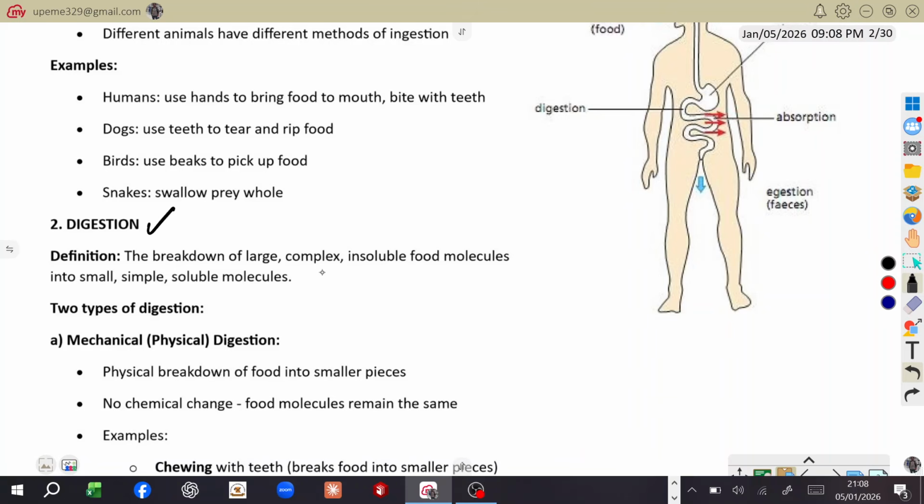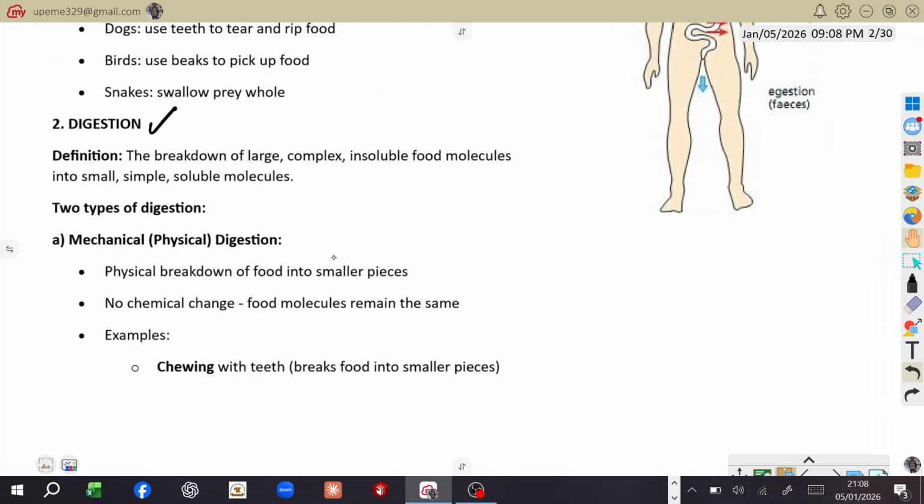When food is taken into the body, it must be broken down into small and soluble molecules, which now can be used by the body. So that entire process of breaking down large, complex, insoluble food molecules into small soluble ones is what is referred to as digestion. All right.